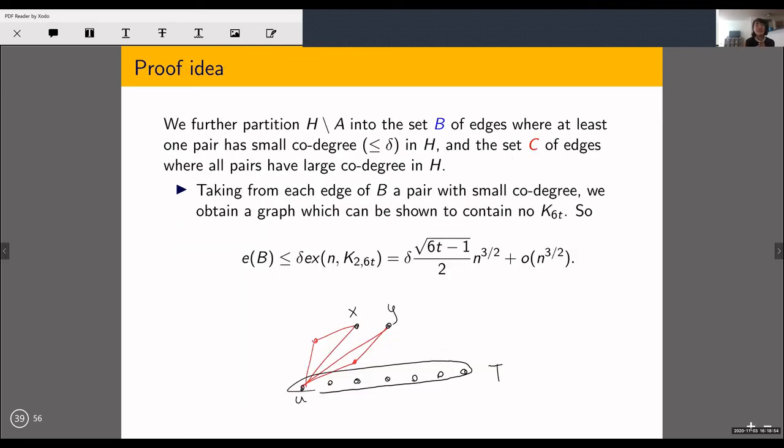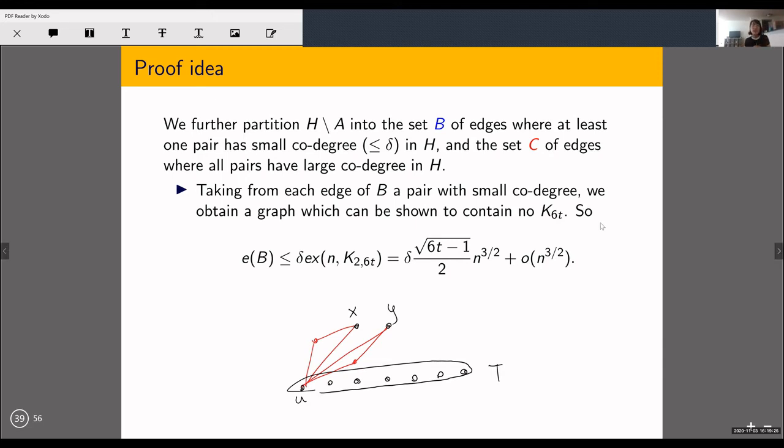So now what we want to do is further partition these remaining edges into 2 sets, basically the ones with sort of medium co-degree and then large co-degree. So the set B will be the edges where at least one pair has small co-degree, so at most delta, in H. And then the set C will be the edges in which every pair has co-degree greater than delta. And so let's see how we handle B.